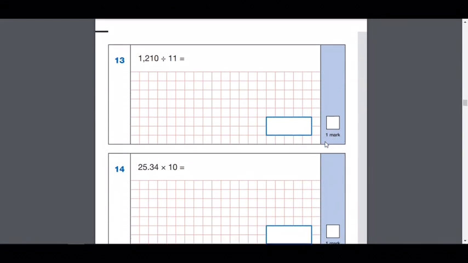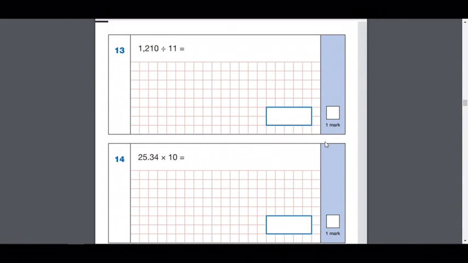Number 13, they could use the short division method again, or they could use their knowledge of the 11 times table. It's another really key indicator that times tables are so important. They might recognise that 11 times 11 is 121, therefore 10 times more than that would give them 1210. Therefore, 11 times 110 is 1210.